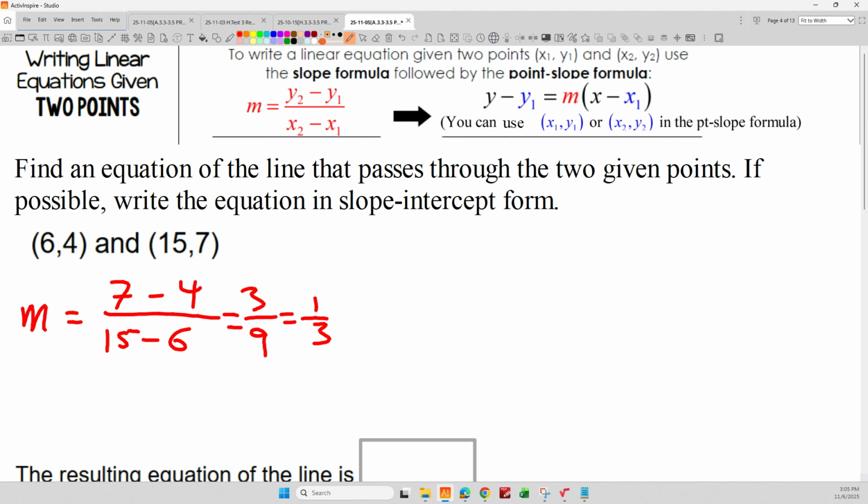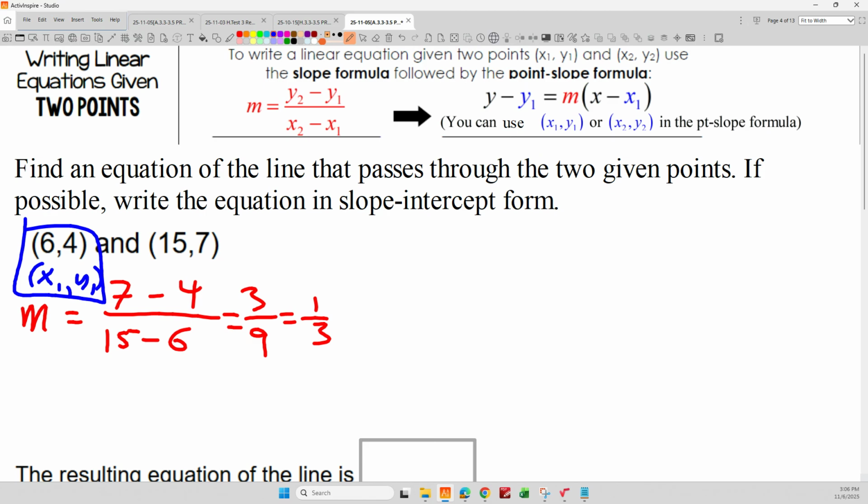What do you think? Yeah, I could pick the first one. I could use 6, 4 as my ordered pair. Or what else could I do? Doesn't matter, either one. I just need a point that's on the line. First one seems a little easier though. They're smaller numbers, so let's use that one. So we're going to call this one x1, y1.